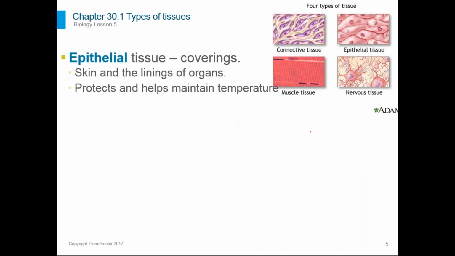We're looking at 4 different types of tissues that have important functions in the human body. You have epithelial tissues that are coverings. The skin is an epithelial tissue, but so is the lining of different organs. And it protects the body or protects the organs. And it also has some other functions. So your skin helps maintain your temperature. If you get too hot or too cold and your body has to change that, the skin has a few different ways to help that happen.